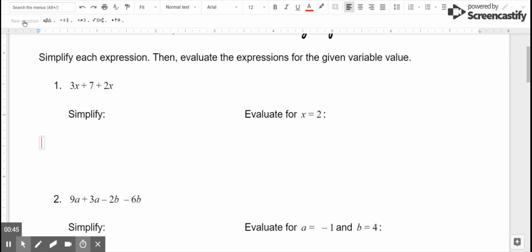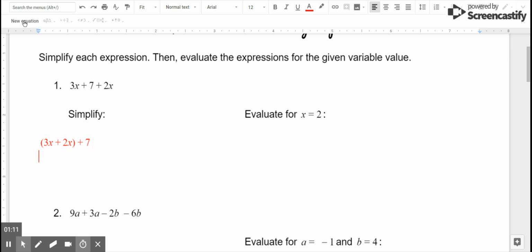Let's take a look together at number 1. Number 1 says 3x plus 7 plus 2x. If I reorder those terms, or in other words, if I use the commutative property of addition to pick the order that I write those terms in, I can change this to 3x plus 2x plus 7. And then what I'm really doing is adding the 3x and the 2x first, and then afterwards I'm adding the 7. So 3x plus 2x gives me a total of 5x, and then I have that 7 afterwards.